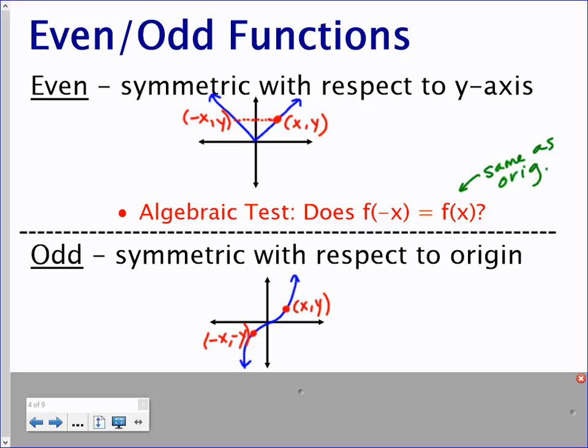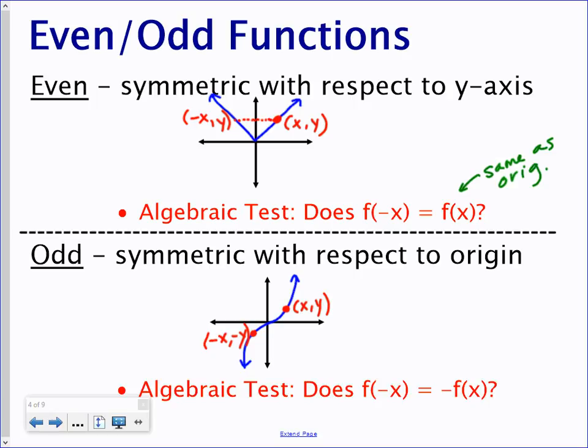Okay, and then it will rotate onto itself. Okay, and that would be true for all the points along that function. Okay, if x, y is on the graph, then negative x, negative y is also on the graph. Okay. And so that gives us our second algebraic test.